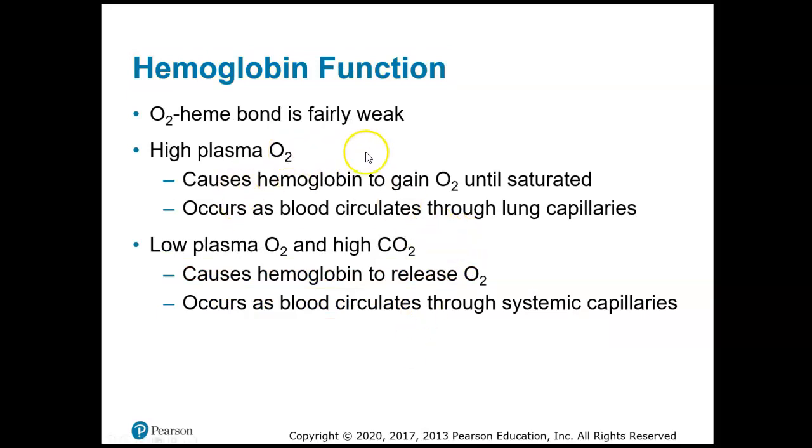So hemoglobin primarily serves to transport oxygen.